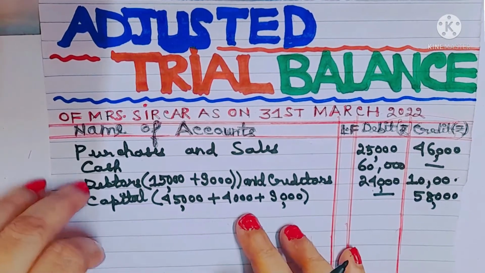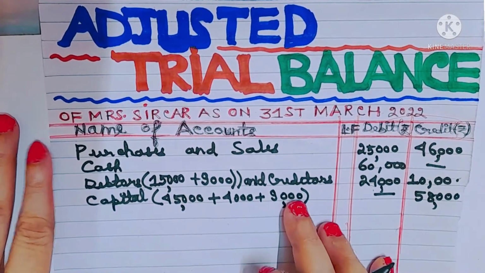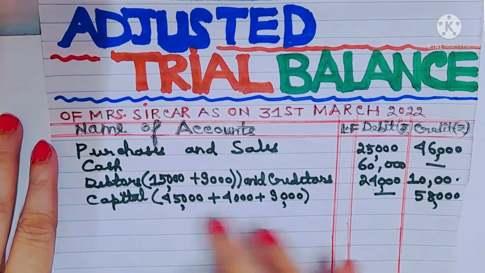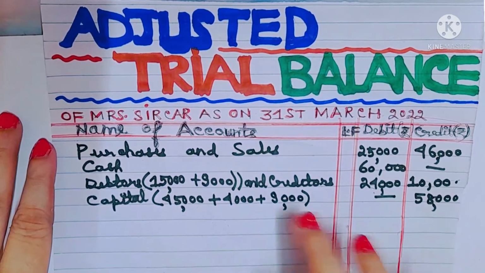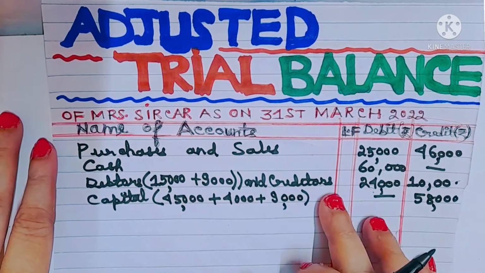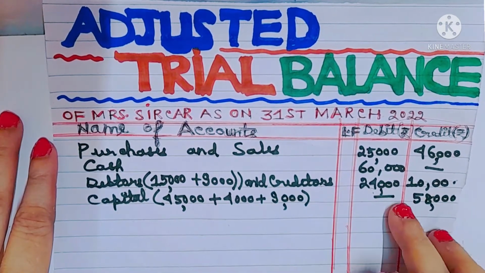Why is capital a credit balance? Because capital falls under personal account. According to the personal account, the giver of the benefit is credit. Here, the proprietor is the giver of the capital. So, capital account will be credited.